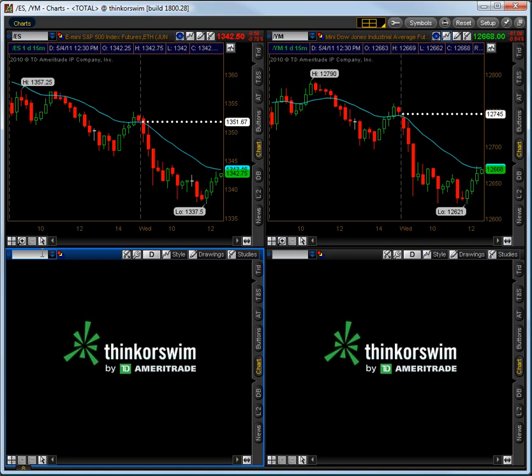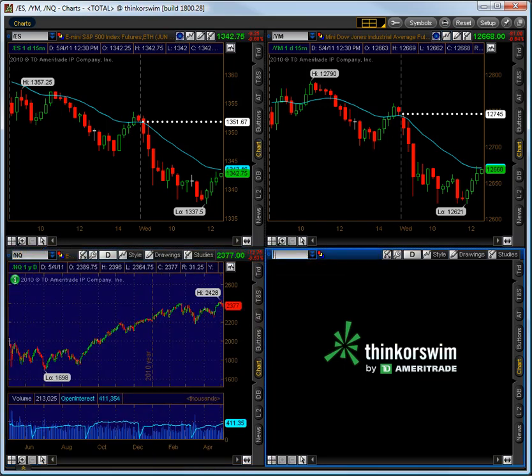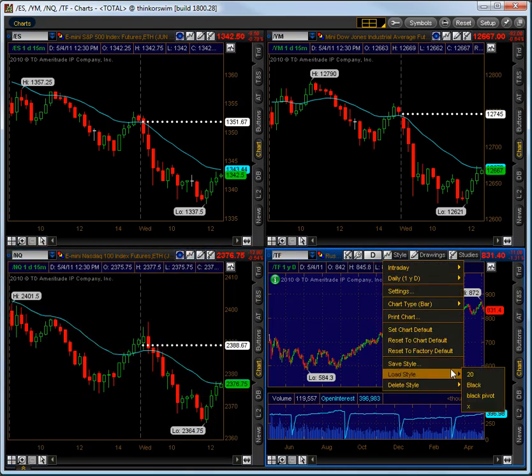And then same thing for these other two here. We can do NASDAQ NQ and Russell TF. Style, load style, black pivot. Style, load style, black pivot.